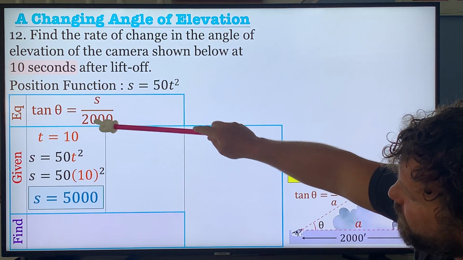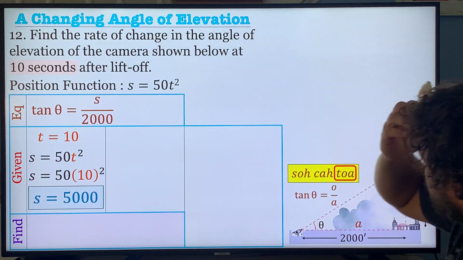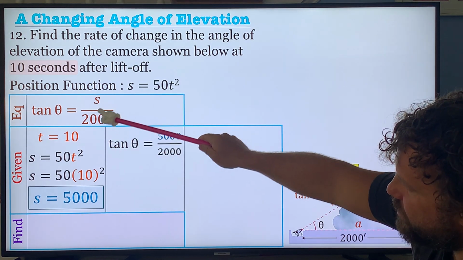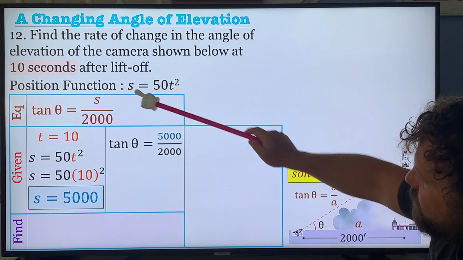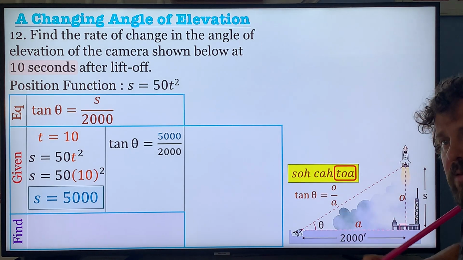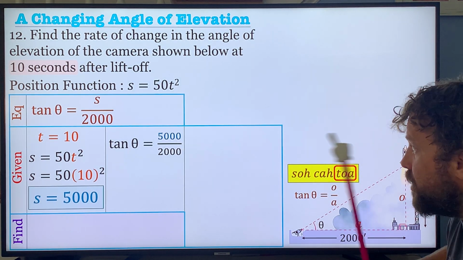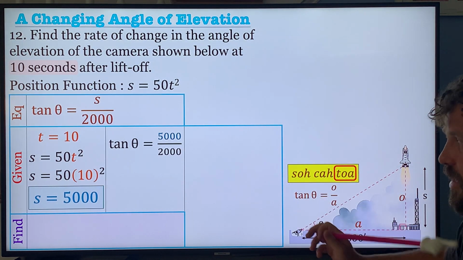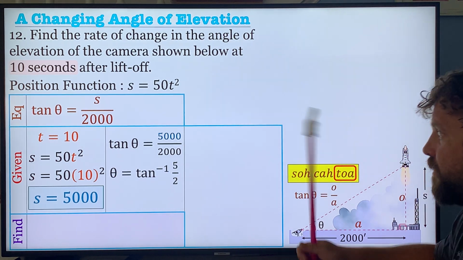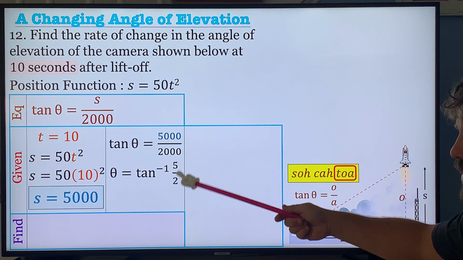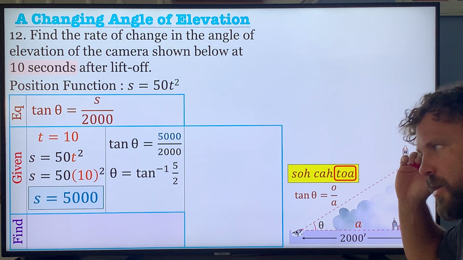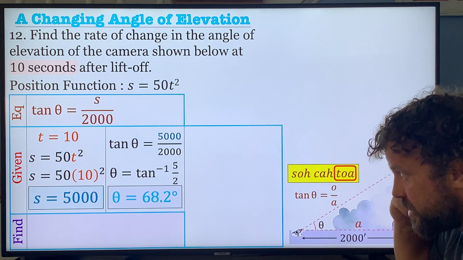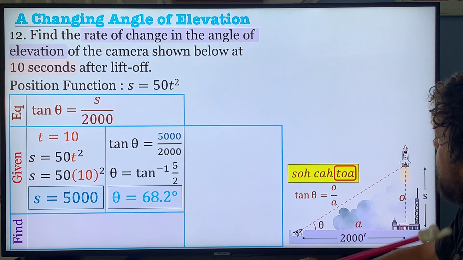Now, since S is 5,000, can we find out what theta is? Yeah. When S is 5,000, because we don't really care about the time, we care about S and theta, we plug it into this equation. 5,000 over 2,000. Now, do you guys remember how to solve these? When you're trying to find the angle and you're given the two sides, you have to use the inverse. So it's tan inverse of 5,000 over 2,000, or 5/2. To find tan inverse on the calculator, you just hit second tan, 5 divided by 2, close parentheses. And you should get 68.2.